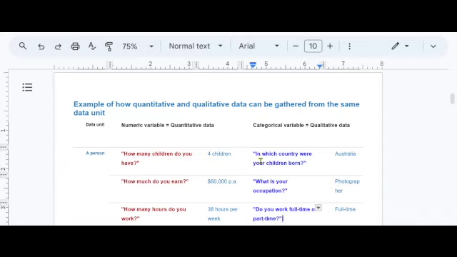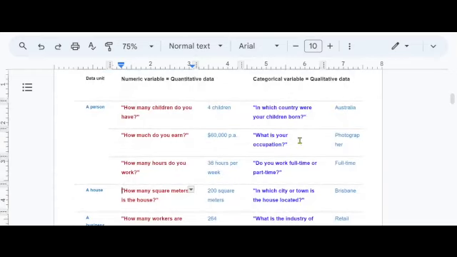Okay, here a question comes. I like that question: give an example of how quantitative and qualitative data can be gathered from the same data unit. See, if I have a person and I ask him how many children do you have? He would say 4 children. But can I ask him a different question? In which country were your children born? Australia. So now it turned from number to categorical. How much do you earn? $60,000. What is your occupation? Photographer.